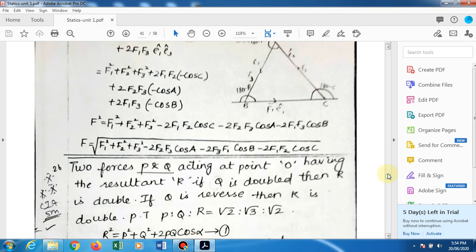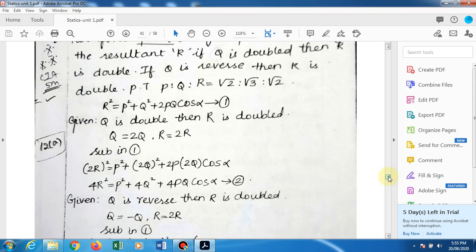We know that the resultant R square is equal to P square plus Q square plus 2PQ cos alpha. Keep it as equation number 1. Given first, Q is doubled, then R is doubled. That means Q becomes 2Q and R becomes 2R.